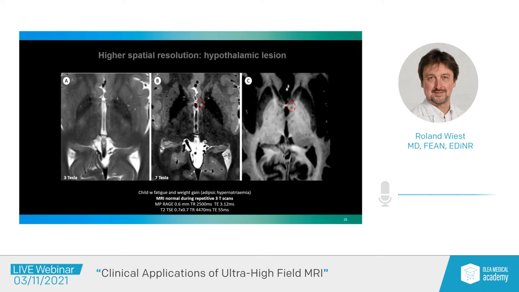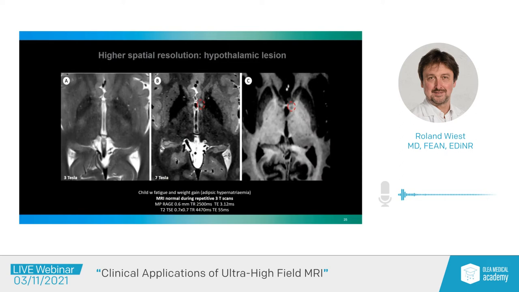We have a young patient that was at that time, I think, roughly 11 years old, and he was suffering from a very rare disorder called adipsic hypernatremia. This is a disorder where the patients have an increase of sodium in the blood, and they do not feel it, so they don't have any thirst. And so this can be very threatening for the patient.